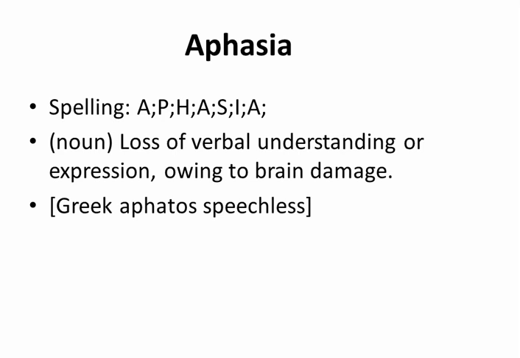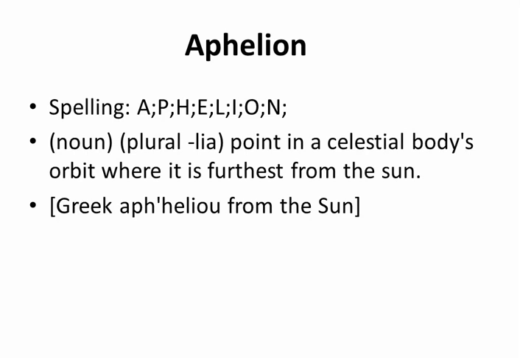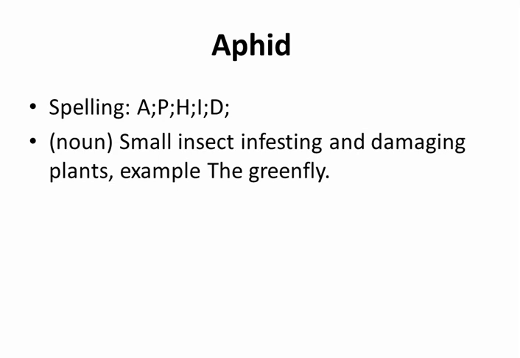Aphasia. Spelling, A-P-H-A-S-I-A. Noun, loss of verbal understanding or expression, owing to brain damage. Greek aphatos, speechless. Aphelion. Spelling, A-P-H-E-L-I-O-N. Noun, plural -lia, point in a celestial body's orbit where it is furthest from the sun. Greek apo, from, helios, sun. Aphid. Spelling, A-P-H-I-D. Noun, small insect infesting and damaging plants, for example the greenfly.